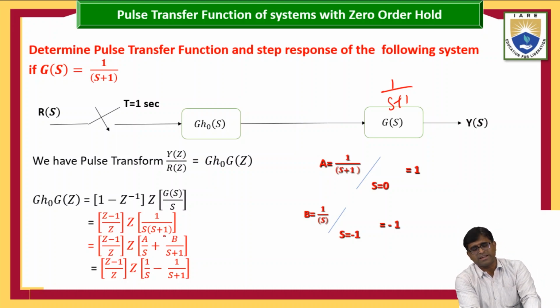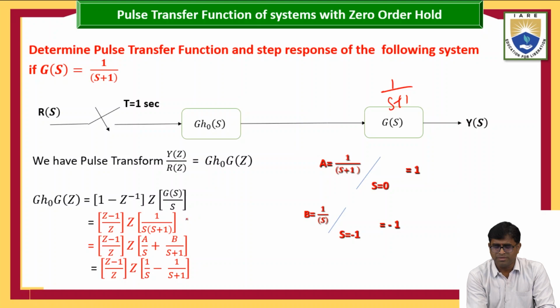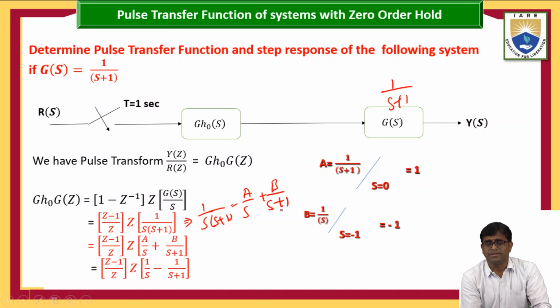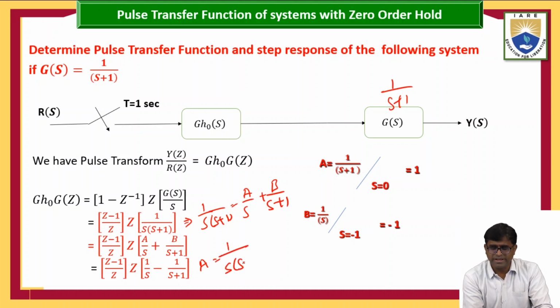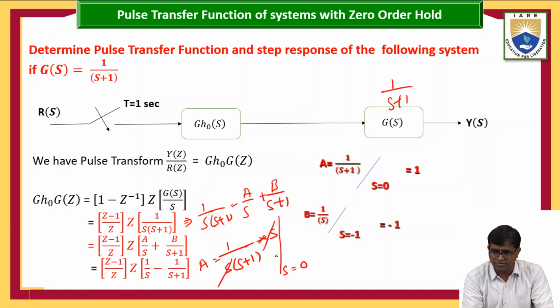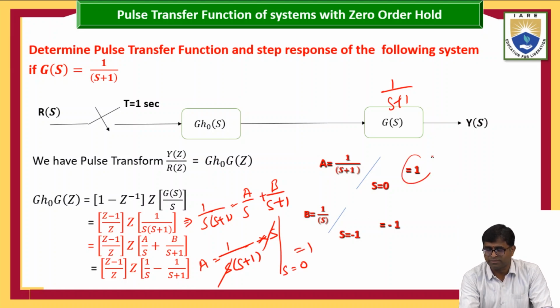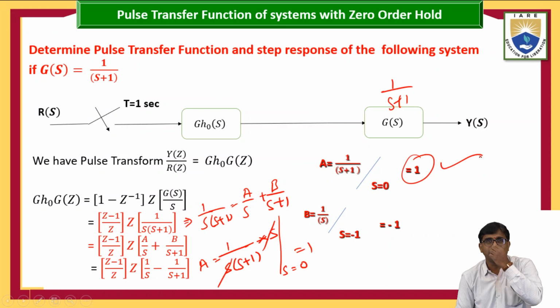So take the partial fractions: 1 by S into (S plus 1) equals A by S plus B by S plus 1. If you want the A value first, write the total function 1 by S into (S plus 1), multiply by S, where S equals 0, so the other part becomes 0. If we substitute, we get the A value is 1.